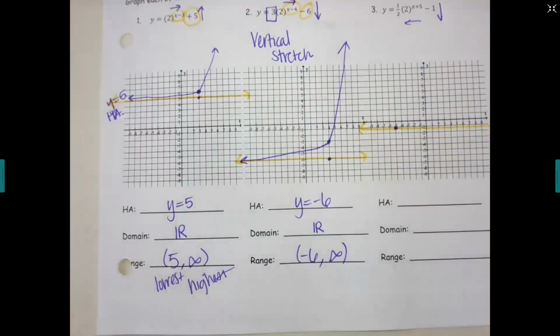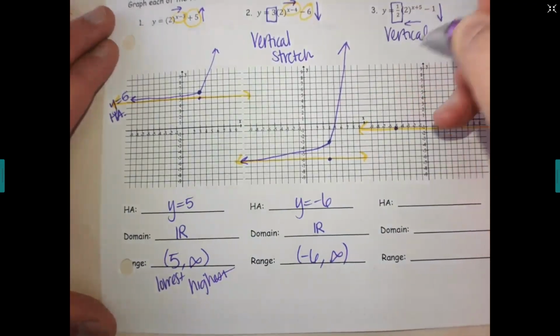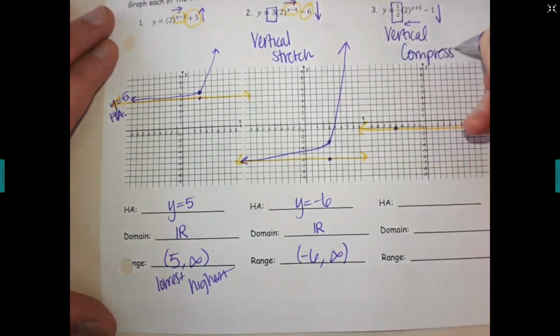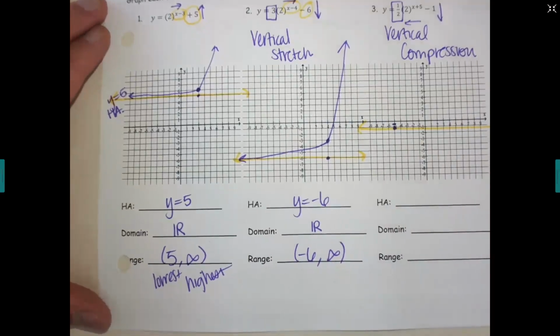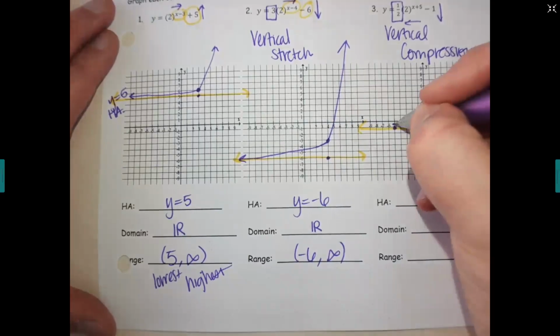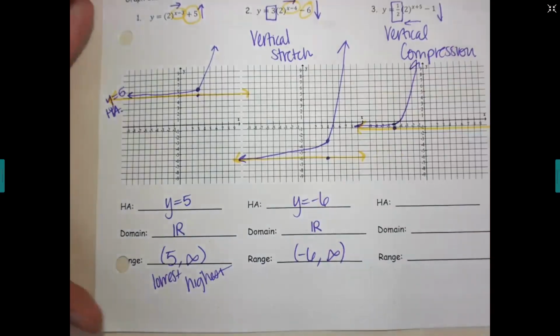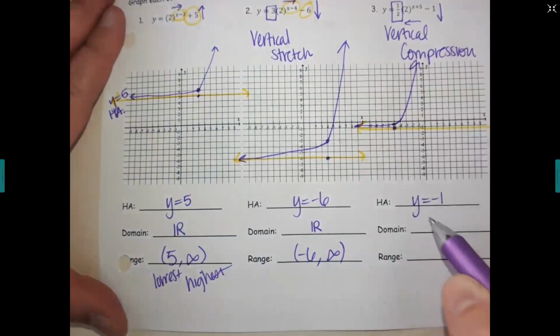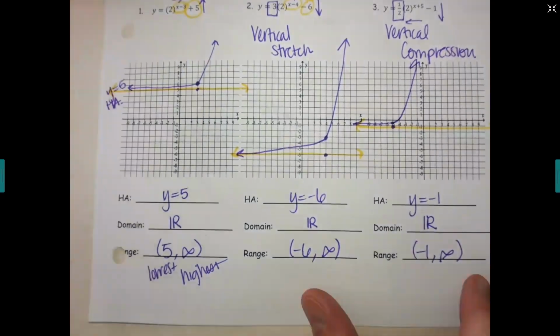Okay, then normally I start my first dot 1 box above where that new sort of center is. How far up will this dot go this time? Okay, a half of a box. Very good. So I'm going to write vertical compression. And I'm going to put my dot kind of halfway through in the middle here. Okay. And then remember, it's going to go up to the right, down to the left. Y equals -1 is your HA. Domain is all real numbers, and it'd be -1 to infinity for your range.